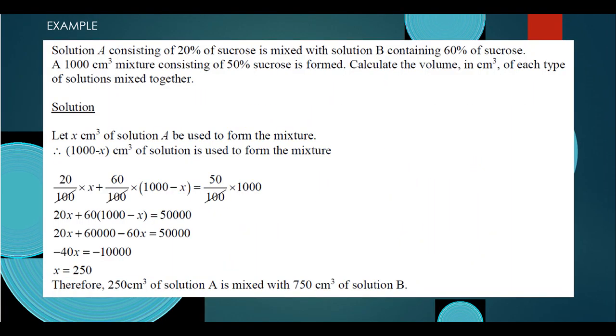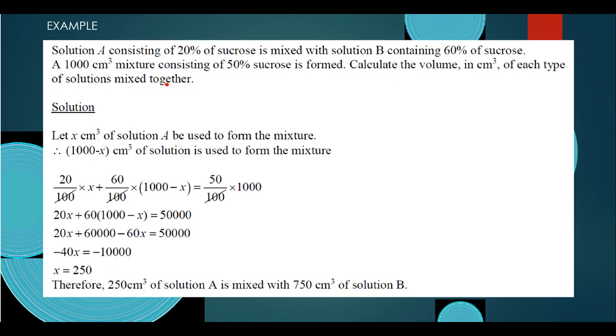Now let's move on to the last problem on algebra. This is a mixture problem. Here the question reads, solution A consisting of 20% of sucrose is mixed with solution B containing 60% of sucrose. So a 1000 cm cube mixture consisting of 50% sucrose is formed. Calculate the volume in cm cube of each type of solution mixed together.